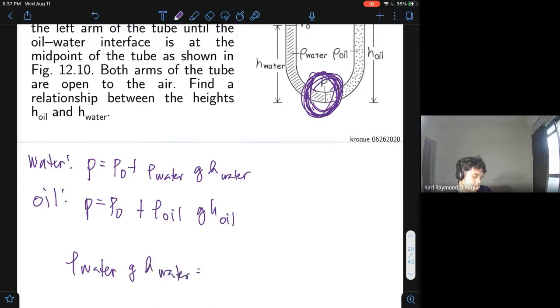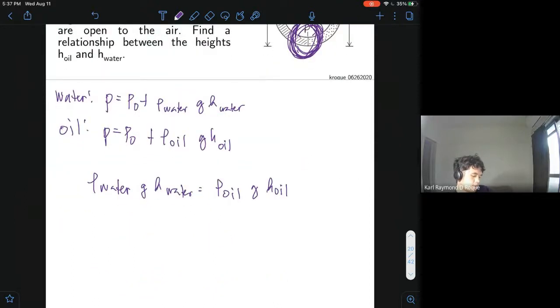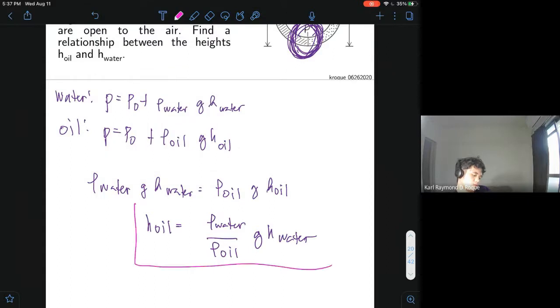pasensya na, no? Medyo matagal na rin kasi ako hindi ginagawa to. Kaya, medyo bagal din ako. Yeah, I'm reviewing na rin para sa next semester ko. At least ngayon, alam ko na kung paano. So, we get the relationship. Ayan.